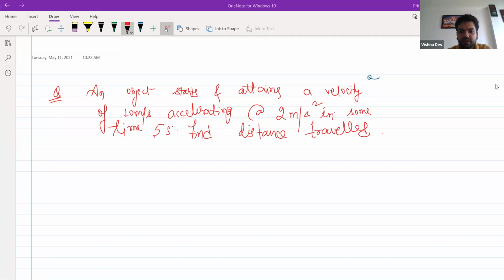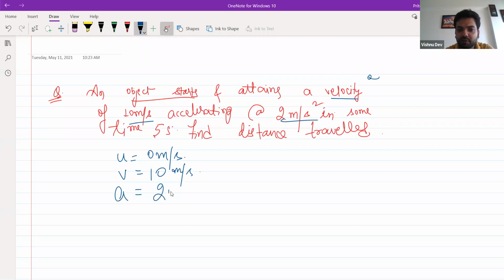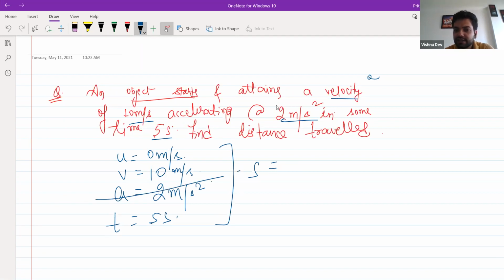25 meters, yes. So here you can see what all things we have. The object starts, that means its initial velocity is 0. It attains a velocity of 10, so v is given as 10. Accelerating at 2, I have given you almost all the information, so you were free to use either equation. In some time t, so t will be 5 seconds. You have to find distance. Even if I would not have given you acceleration, you would have easily found it using either equation.